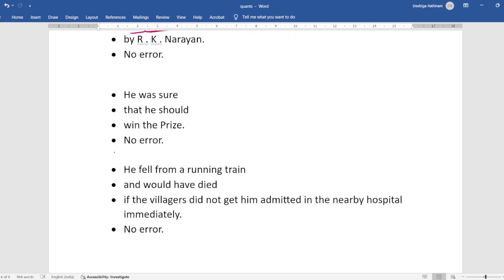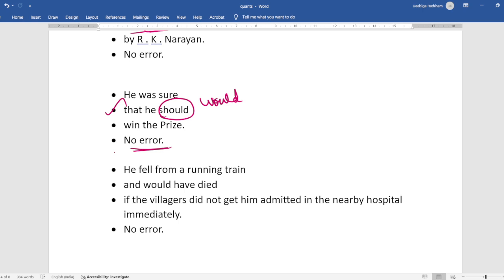He was sure that he should win the prize, or no error. It's actually, he was sure that he would win the prize. It's not should. Should is actually compulsory. Should is like, you should do this. It is out of compulsion. But here they're talking about surety, about ability, right? So if you're talking about ability, you can use will or can. But the most appropriate one is would. He was sure that he would win the prize. This is like a standard rule in grammar. Okay, so the answer is that he should, which is the wrong part.